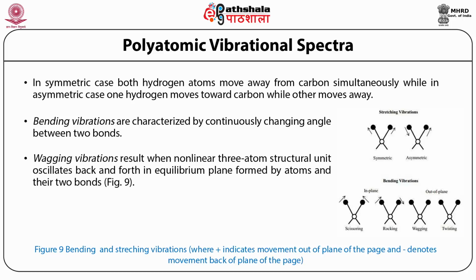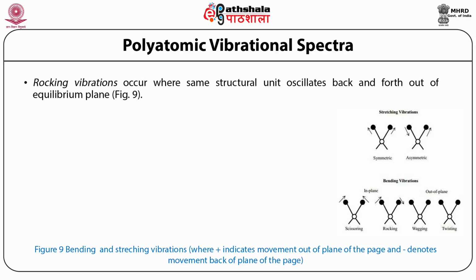Wagging vibrations result when a non-linear three-atom structural unit oscillates back and forth in the equilibrium plane formed by the atoms and their two bonds, as shown in the following figure. Such vibrations are denoted by the symbol omega in brackets. Rocking vibrations occur where the same structural unit oscillates back and forth out of the equilibrium plane as shown in figure 9. The symbol to denote this particular mode of vibration is rho, CS2.